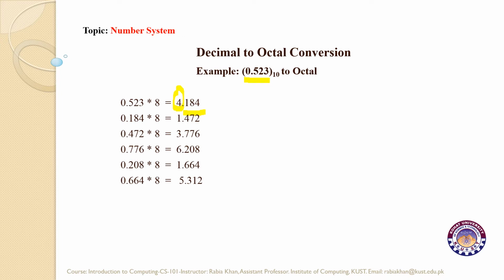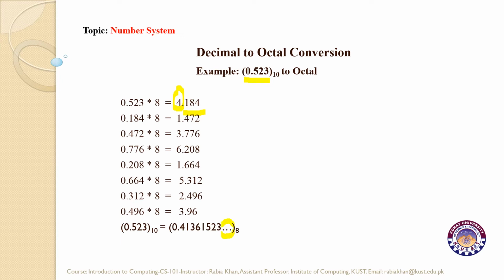So the result is non-terminating. Again, if you multiply 0.312 with 8, the result would be 2.496. The more you multiply, the more numbers will be generated. So it's a non-terminating result. Again, 0.496 is multiplied by 8, and the result is 3.96. So the more you multiply, more numbers are going to be generated. So I stop here this multiplication process and write the answer with 3 dots.